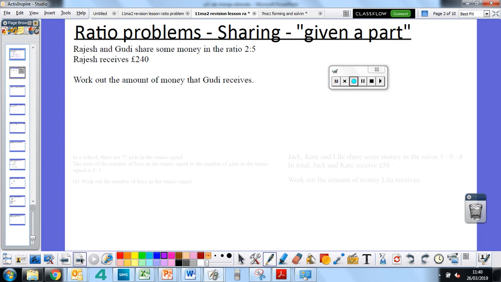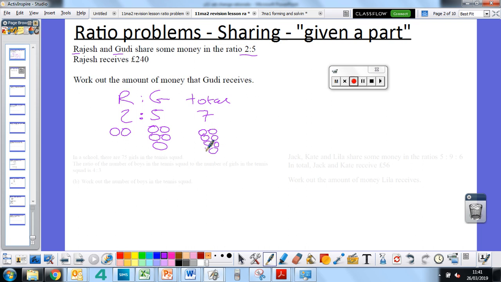So, Rajesh and Goody share some money in the ratio 2 to 5. Rajesh receives 240. How much does Goody receive? So watch very carefully how this is done. R, G in the ratio 2 to 5. So 2 parts for Rajesh, 5 parts for Goody. That means in total, we've got 7 parts.